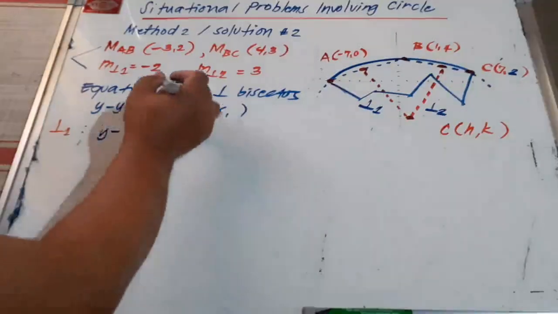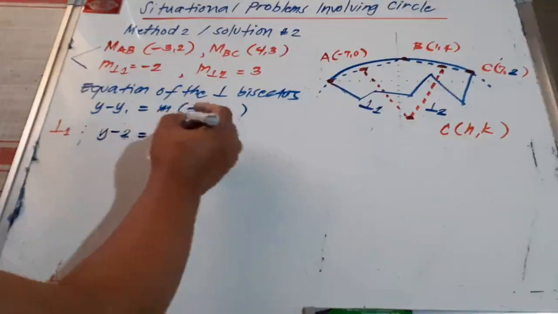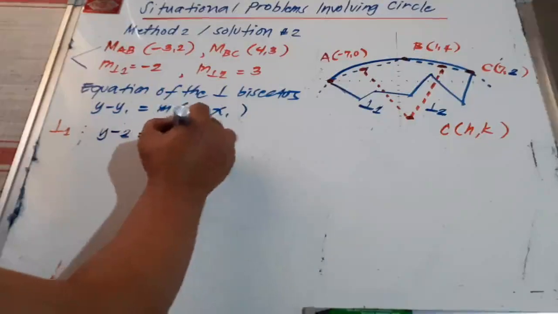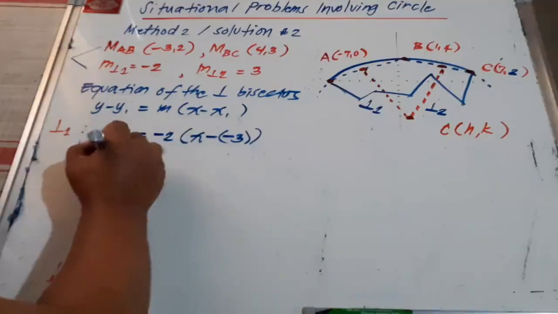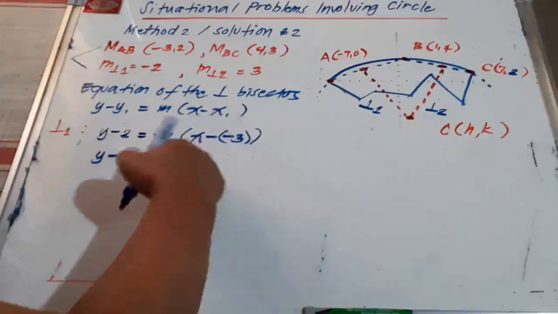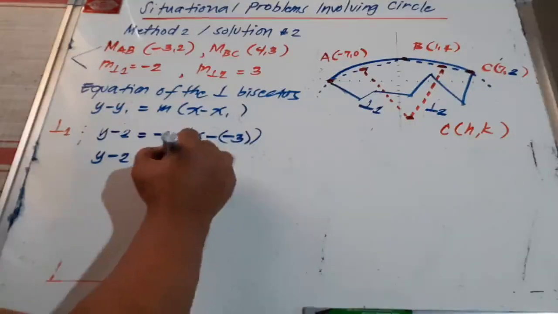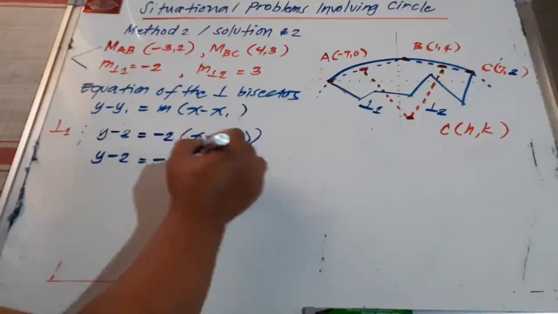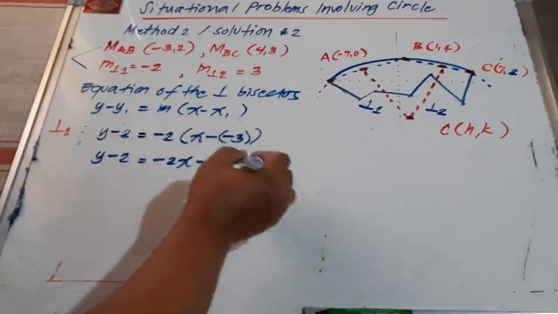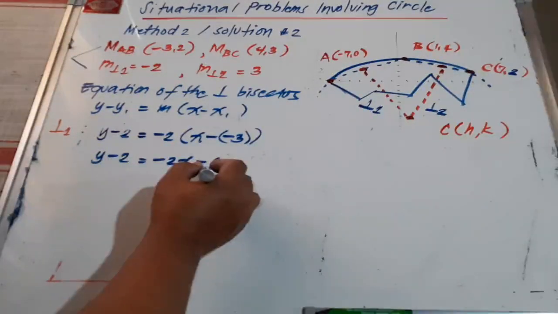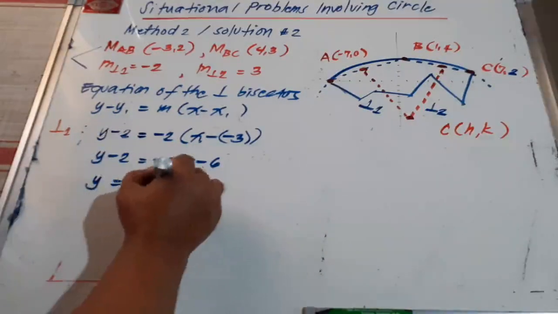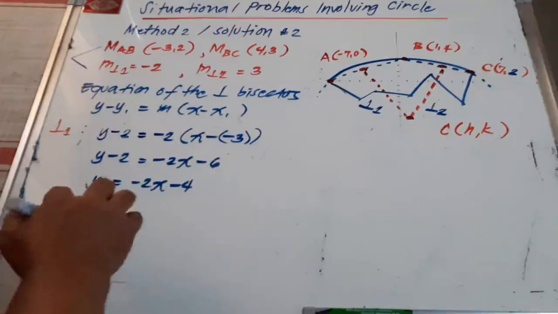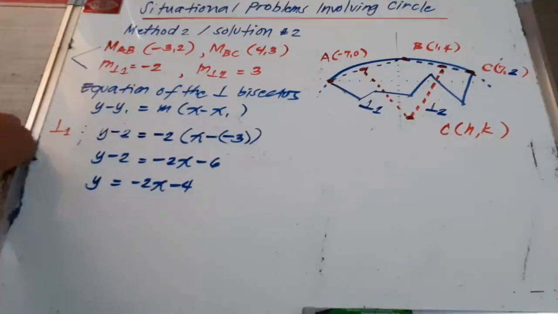So, we have y minus 2, the value of the ordinate is 2, the slope is negative 2, x minus 3. Then we distribute negative 2, we have negative 2x. This will become positive 3 times negative 2 is negative 6. Pag nilipat si negative 2, that will become positive. It will be subtracted to negative 6. So we have y equals negative 2x minus 4. So that is the first equation para dun sa ating first perpendicular bisector.